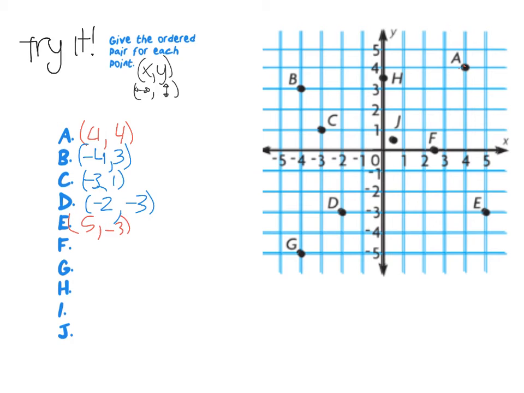I wrote these kind of close together. Sorry, guys. Okay, let's find F. Oh, F is when we're going to start to get into rational numbers. Notice it's between 2 and 3, so it'll give us a rational number. So let's start at 0. So starting at 0, we go +1, +2.5.